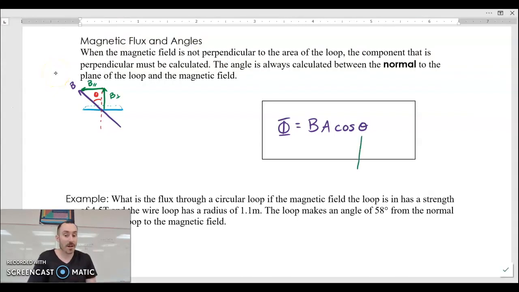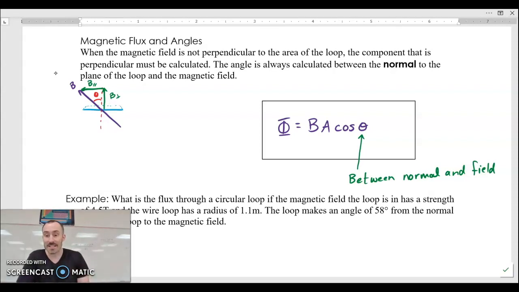Now, the thing that's important to remember here is that you can't just plug whatever angle you want willy-nilly into that spot. It has to be the angle between the normal line and the field. Between the normal line and the field. That's important. As long as you're putting that angle into that spot, you're going to get the right answer, because that will give you the correct component.